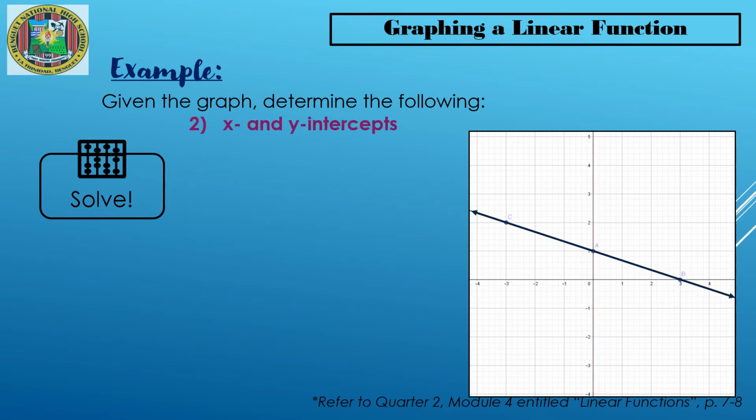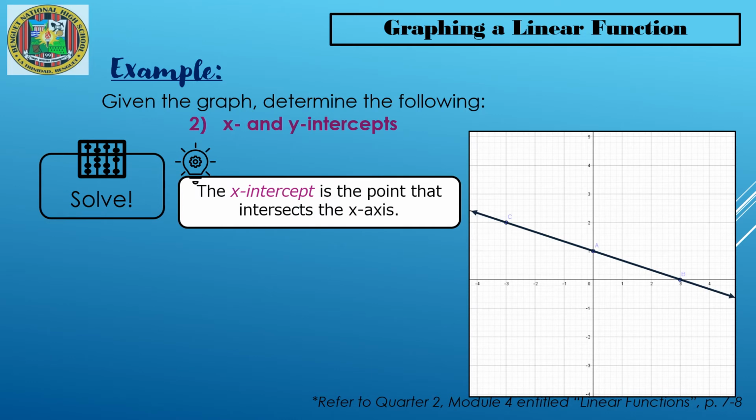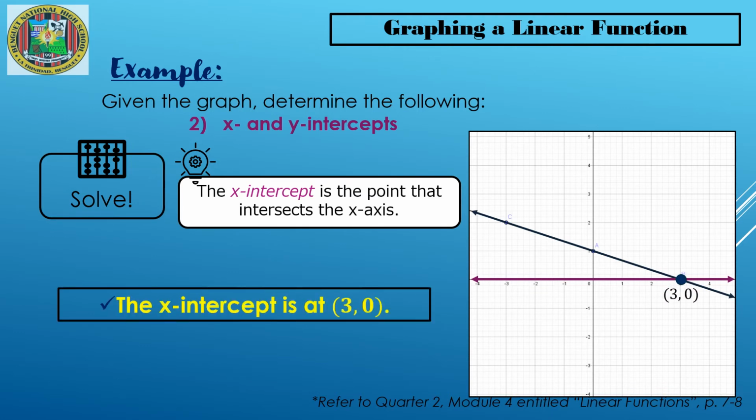Next, we identify the x and y intercepts. To identify the x-intercept, we identify the point on the graph where it intersects the x-axis. We see that the graph intersects the x-axis at point (3, 0), which means the x-intercept is at (3, 0).